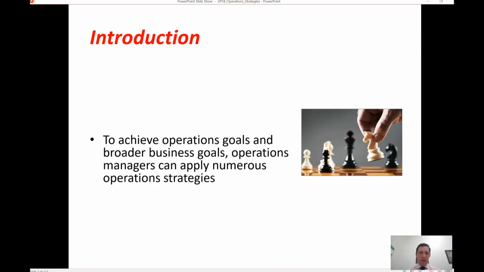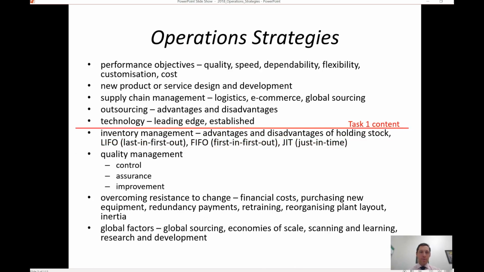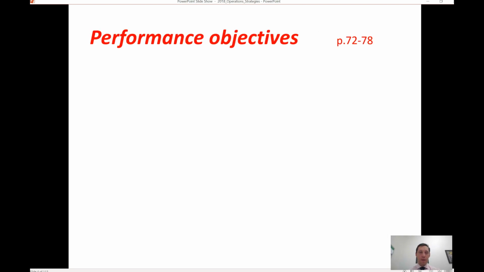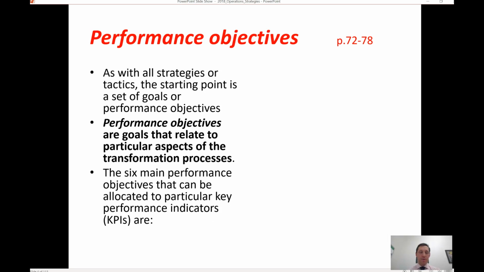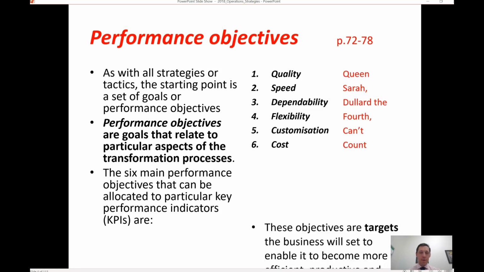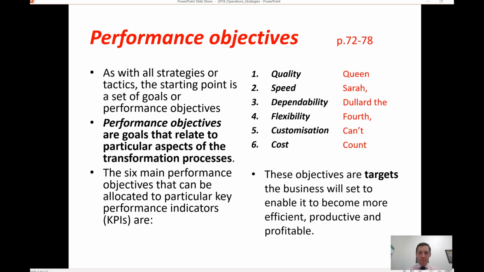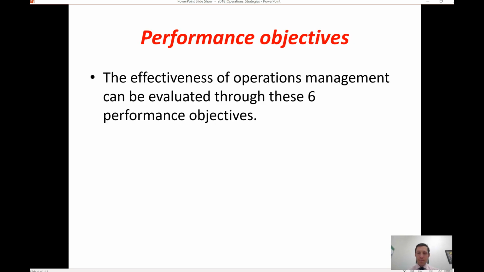So the first thing we're going to look at is performance objectives in terms of quality, speed, dependability, flexibility, customization, and cost. Setting performance objectives really is generally the start of any strategy. So what are our objectives here, what are we trying to achieve? They're goals that relate to particular aspects of the business. In this instance, we're looking at 6 of them: quality, speed, dependability, flexibility, customization, and cost. And there's a bit of an acronym there if you want it.